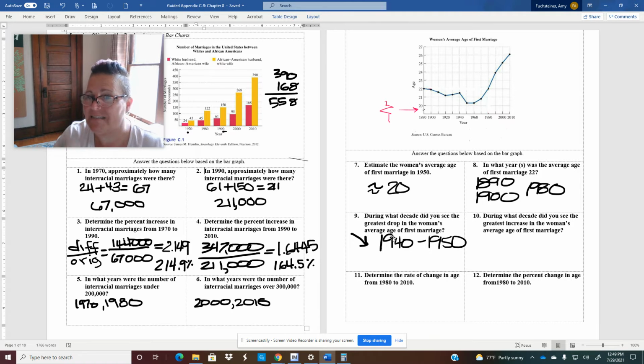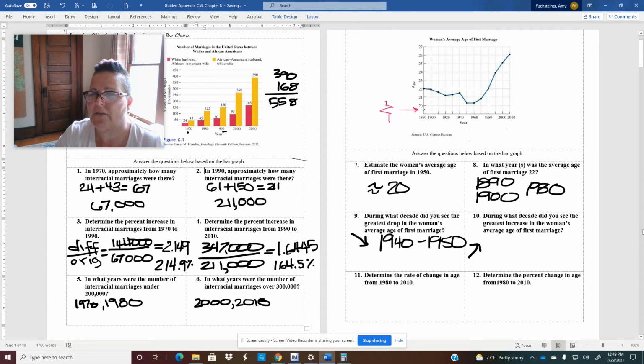And it seems like it's a big drop, but it's really just a year, right? Because 1940 was just over 21 and 1950 is just over 20. So yeah, it's a drop, but it's really not that huge. During which decade do you see the greatest increase? Now, increases is when they're going up. So we want to look at when they're going up.